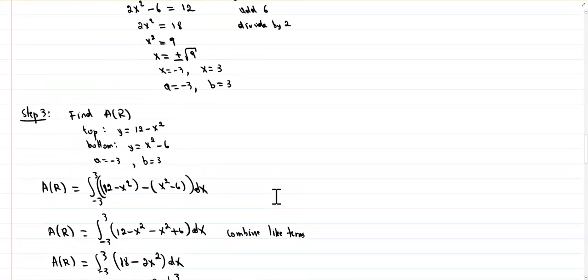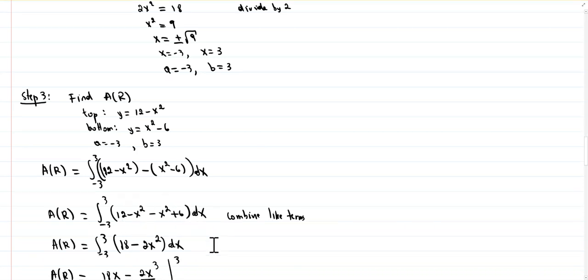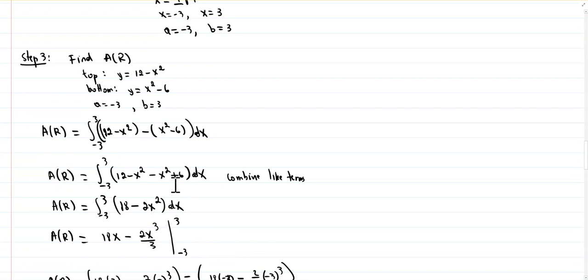So what I just said is this: 12 minus x squared minus quantity, and I use parentheses here to make sure that the negative sign is distributed to both x squared and minus 6. When you distribute the negative sign to x squared, you get minus x squared, and negative and negative makes plus 6. Then you add like terms. 12 plus 6 is 18, and negative x squared minus x squared is negative 2x squared.